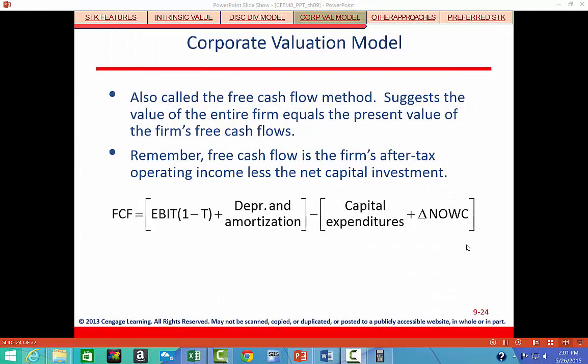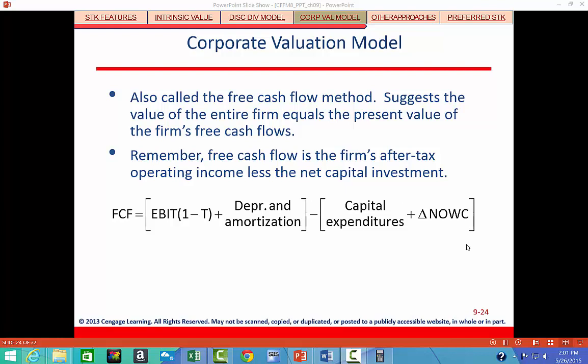Now we get to the second major method of finding a stock's intrinsic value, and this is the corporate valuation model. This model uses the firm's weighted average cost of capital as the discount rate to discount the firm's future free cash flows starting at t equals 1 to arrive at the firm's corporate value. Free cash flows represent cash generated from current operations less the cash that must be spent on investments and working capital to support future growth.